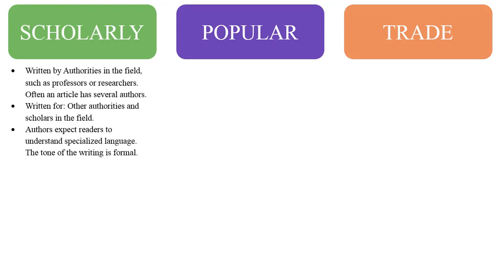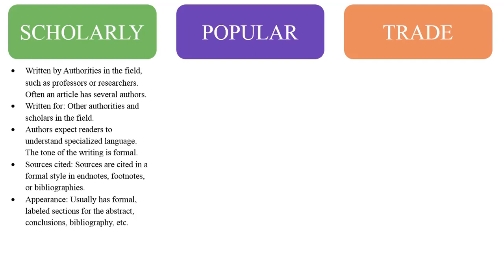Authors expect readers to understand specialized language, and the tone of the writing is very formal. There's very little explanation of basic terms in these articles because the writers expect that the audience will understand such elementary terms. Sources are cited in a formal style in endnotes, footnotes, or bibliographies. Often scholarly works have dozens or hundreds of citations.